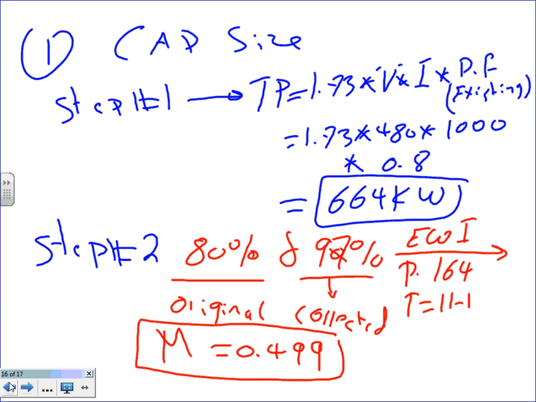I'm sorry? You just work on the multiplier? Yeah, you find the multiplier. My multiplier is 0.499. Electrical Wiring Industrial, page 164, table 11-1. The columns are the corrected power factor, and the rows are the original power factor. And you cross-reference the two to find the multiplier.